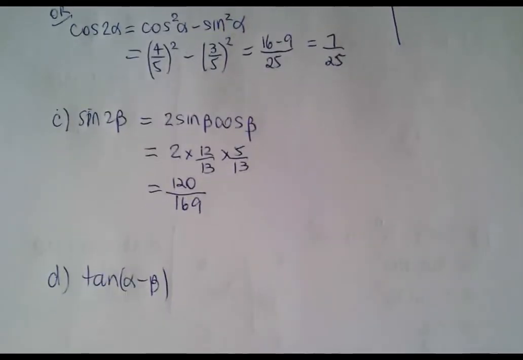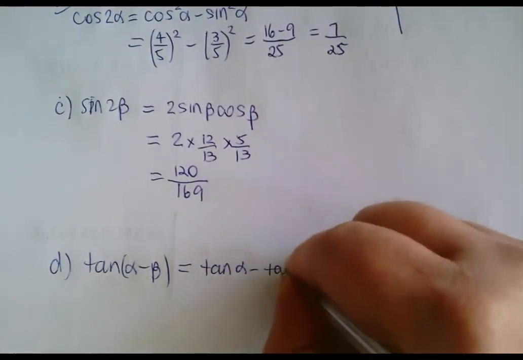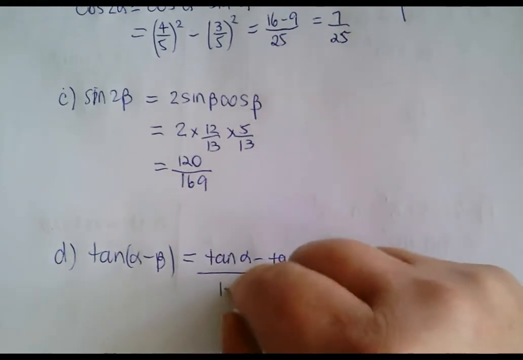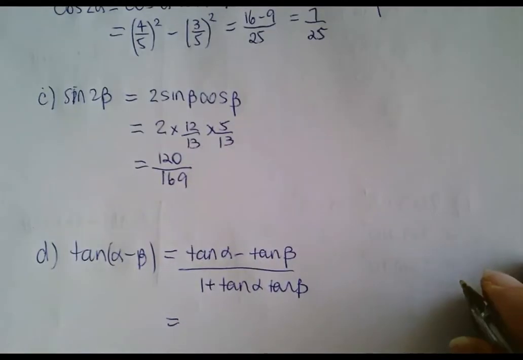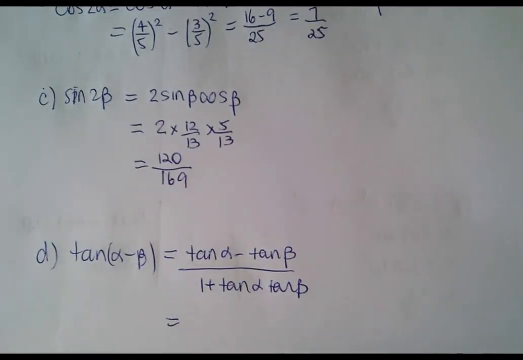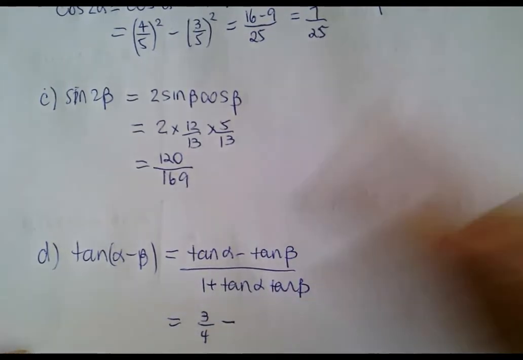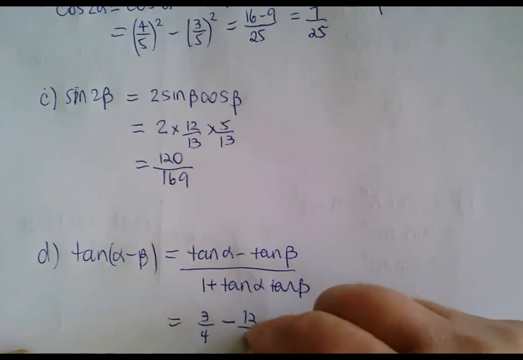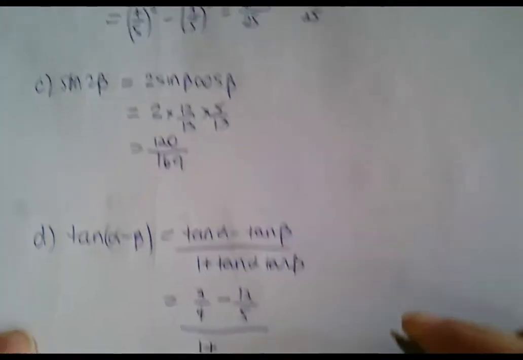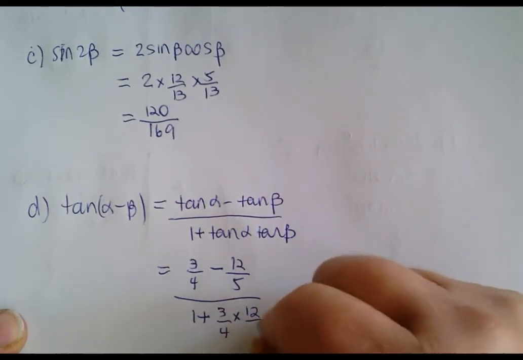And part D, you did do ones like that in your homework yesterday. That's not a double angle result, that's just an ordinary sums and differences. Tan alpha minus tan beta over 1 plus tan alpha tan beta. And we can see from our diagram, just make sure you're using the correct triangles. According to the triangle, tan alpha is 3/4. Tan beta is 12 over 5, over 1 plus tan alpha, 3/4, times tan beta, 12 on 5.